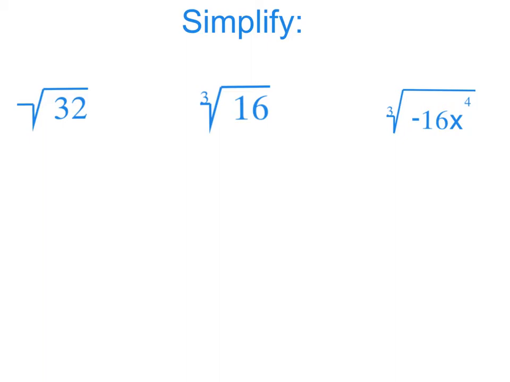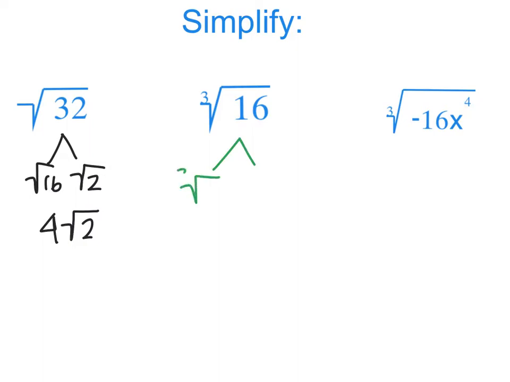Something that I do with this is I break this up into radicals that are perfect and then whatever's left over. So 16 times 2 is 32, and the square root of 16 is 4, so that's 4 square root of 2. And then here I have a cube root of 16. Now I know a perfect cube is 8, and then what's left over is 2. That becomes 2 cube root radical 2.